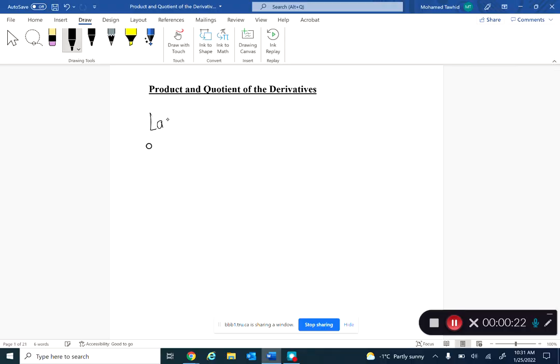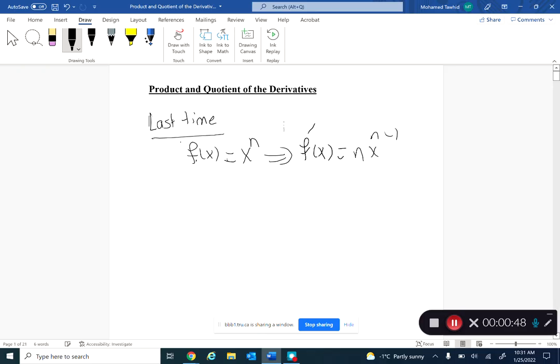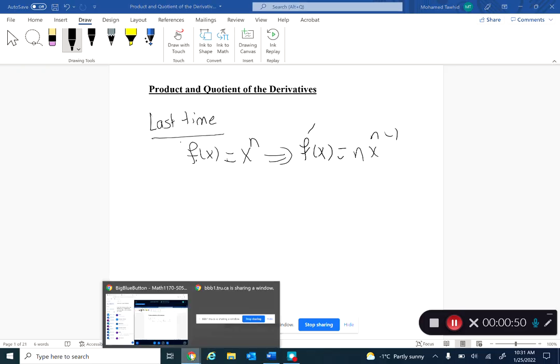What I gave you last time here is the shortcut formula. What is the shortcut formula? If you have f of x equal x to the power n, then your derivative, f prime of x, is n x to the n minus 1. So that is the formula here.